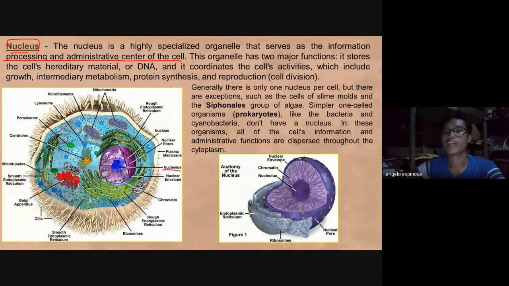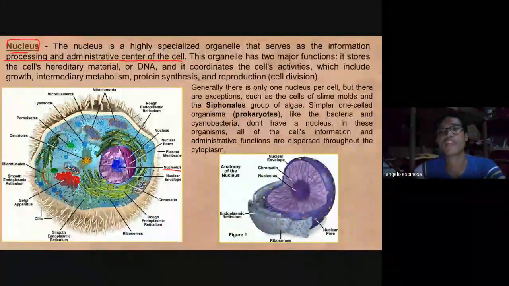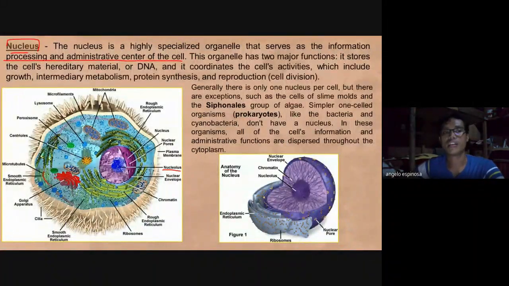So this organelle has two major functions, no. First is for hereditary material. We will tackle that when we reach genetics, and also our DNA, and it coordinates the cell activities, which include growth, intermediary metabolism, protein synthesis, and reproduction. No, akala ko walang protein ang nucleus. Meron po, meron. So that's for cell division.